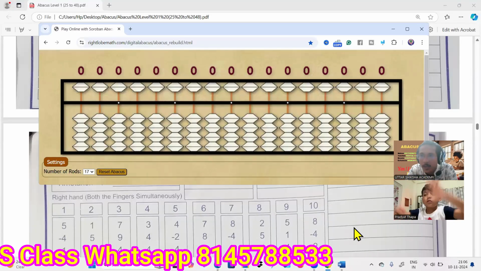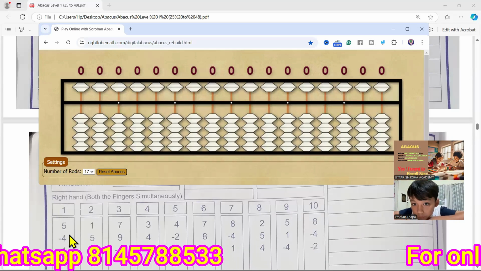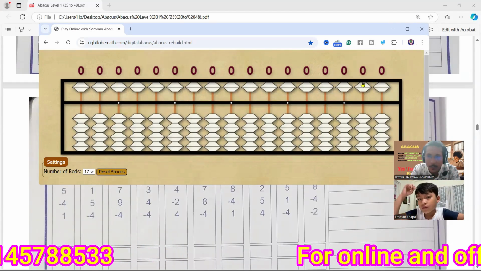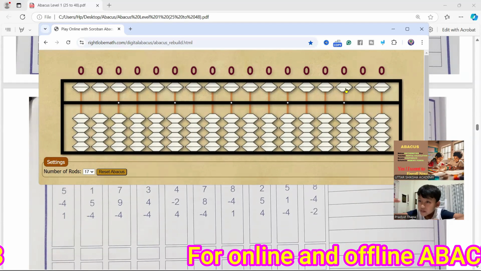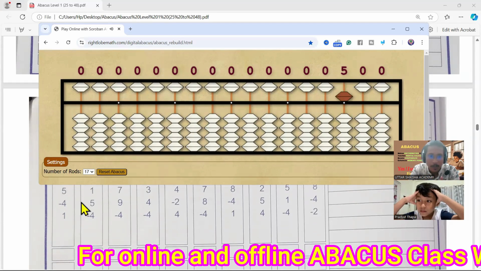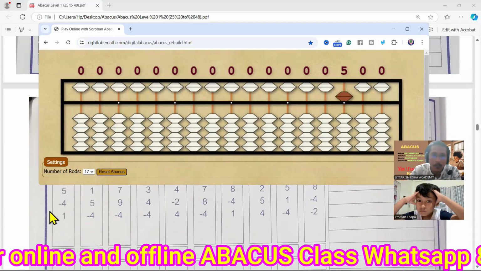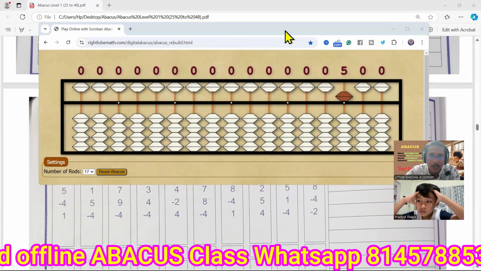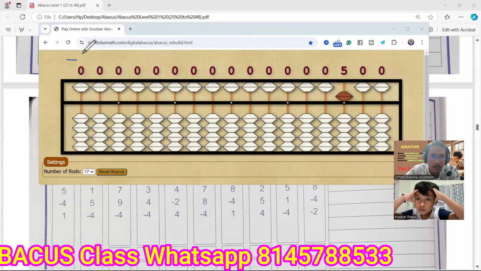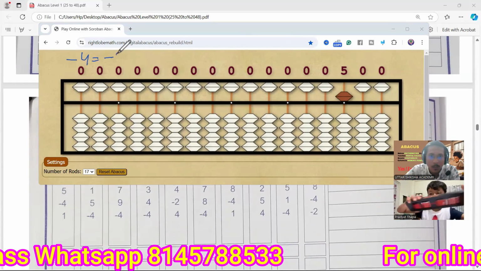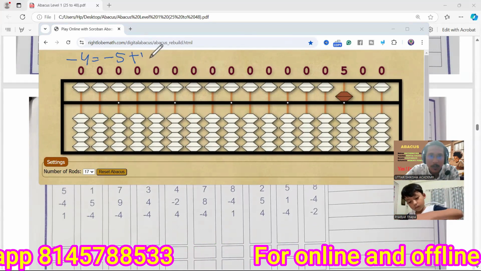First question is 5 minus 4, 1. So first number is 5. How do I represent 5 with my fingers? This is 5. Then minus 4. So how to do minus 4? This is our today's lesson. I will write here also. Minus 4 is equal to minus 5 plus 1.